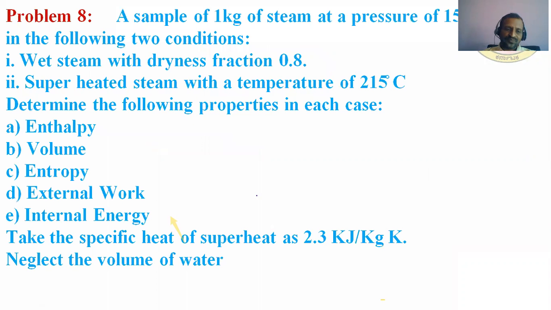So this is the next problem. Problem number 8. A sample of 1 kg of steam. If 1 kg is given, it is very simple. Then we can breathe a little easy, because whatever the values, I will see them from the steam table and directly calculate. No need to multiply and all. Right? So that is a sample of 1 kg of steam at a pressure of 15 bar exists in the following two conditions. First one is wet steam with dryness fraction 0.8, second superheated steam with a temperature of 215 degrees Celsius. Determine the following properties in each case.